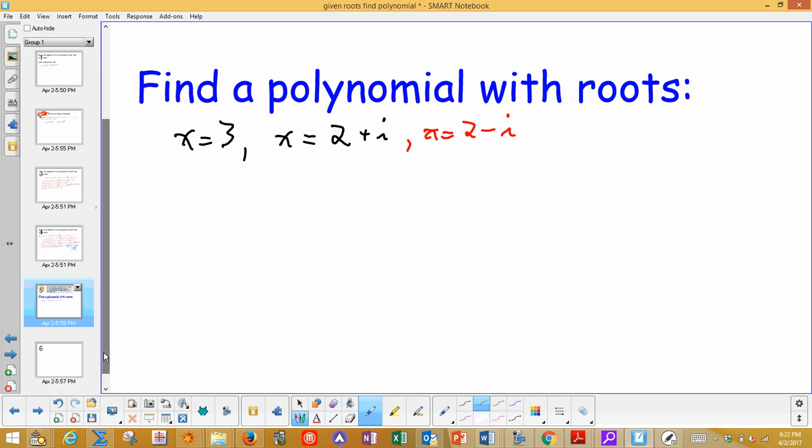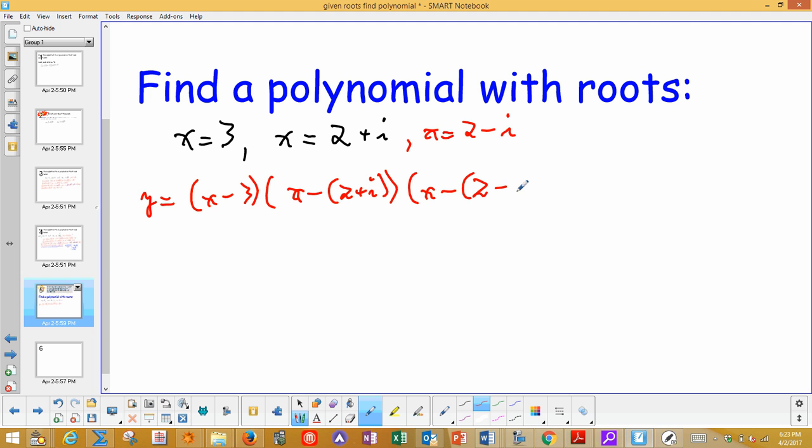And to find that polynomial, I've got to do the same thing, but I've got to be good with multiplication of imaginary numbers. So I know that now I said polynomial with roots here, so this time it's not a solution. I can write y equals x minus 3, and then x minus 2 plus i, and x minus 2 minus i. And then I go through the same routine I went through before. So I'm going to keep the x minus 3 by itself. That one's good. I'm going to distribute that negative sign. So x minus 2 minus i, x minus 2 plus i.